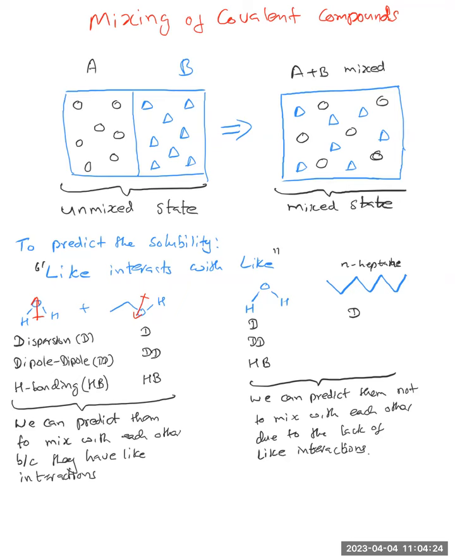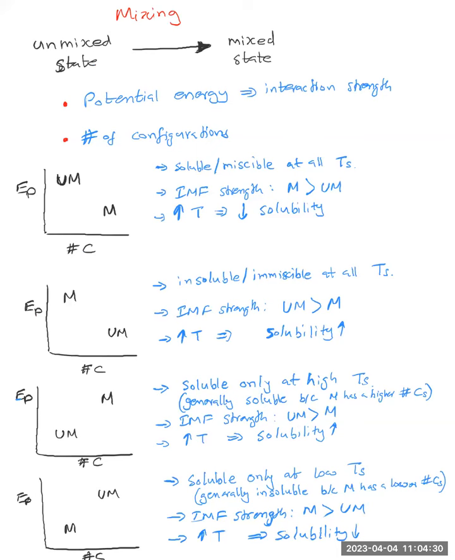And then when it comes to the process of mixing, which is governed by the potential energy and the number of configurations, we can have six possible situations. The mixed state can be always favored if you have the mixed state in this quadrant over here in the PEC diagram. And the other way around, if the mixed state has a higher potential energy and a lower number of configurations, it's going to be always insoluble. If the mixed state has a higher potential energy and higher number of configurations, it's going to be soluble only at high temperatures, but it is considered as generally soluble because the mixed state has a higher number of configurations.